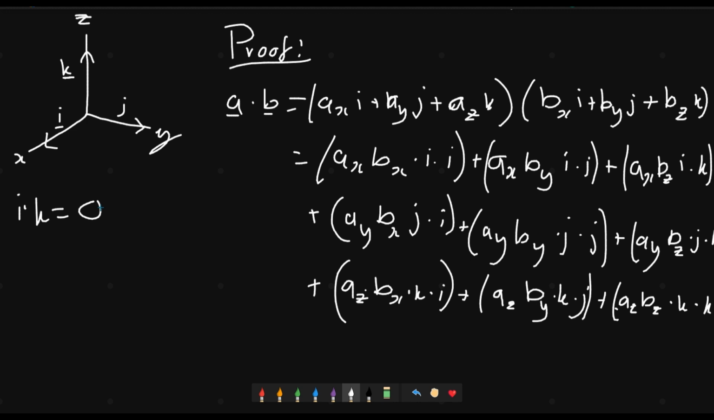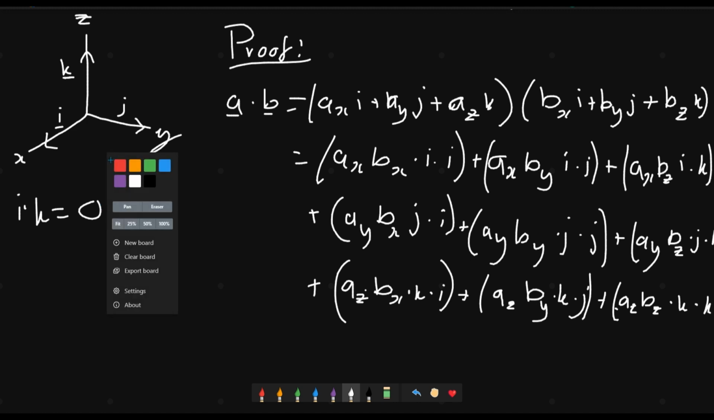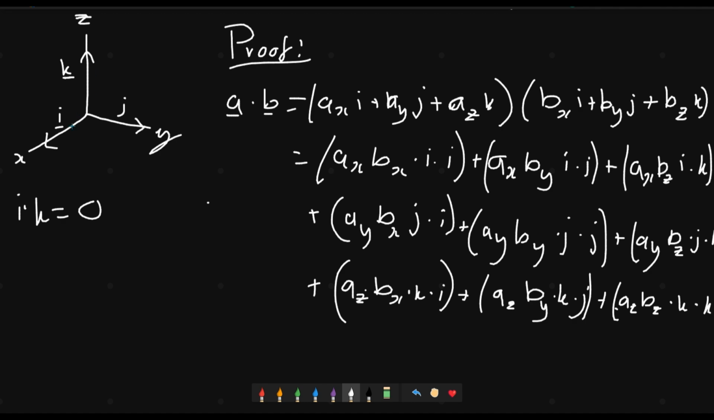And more generally, when you have perpendicular unit vectors, like we do here, so when you have two different unit vectors multiplied together, they're going to be perpendicular, and hence their angle is 90 degrees, so the cosine of their angle is always going to give you 0. So from this we've concluded that multiplying two different unit vectors will always give you 0.